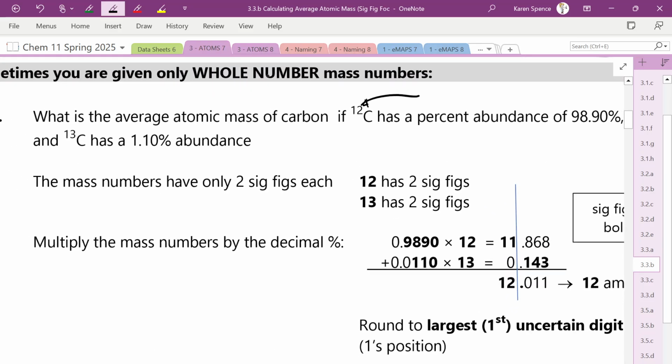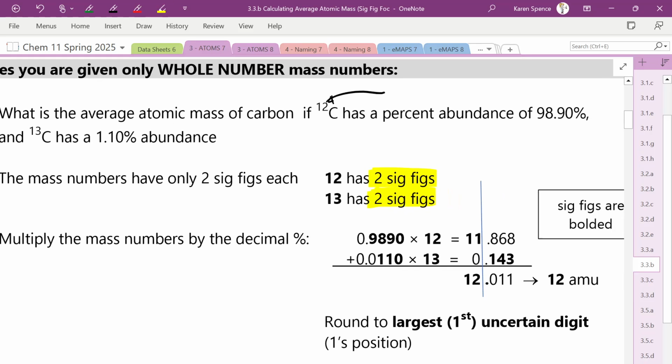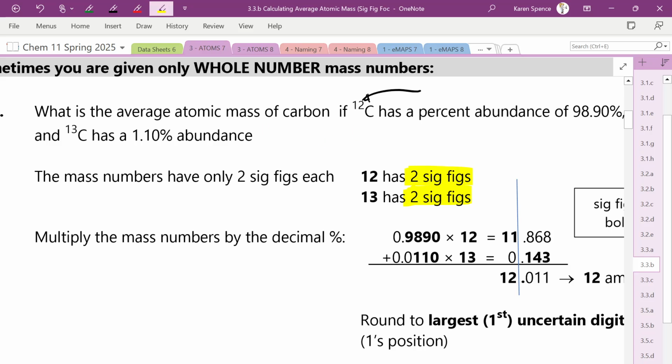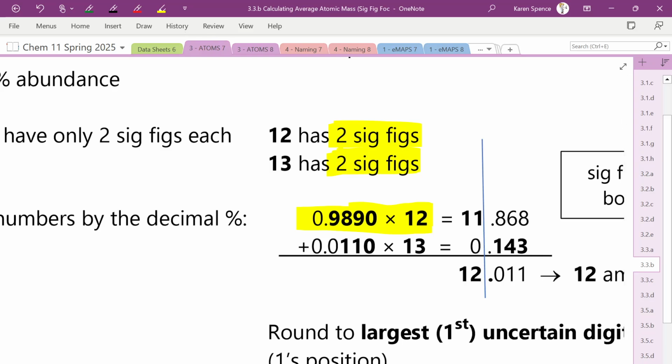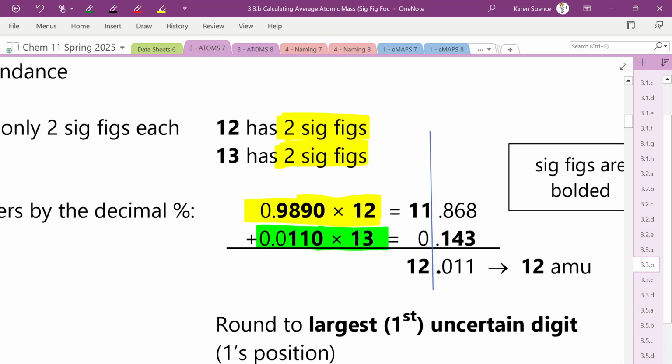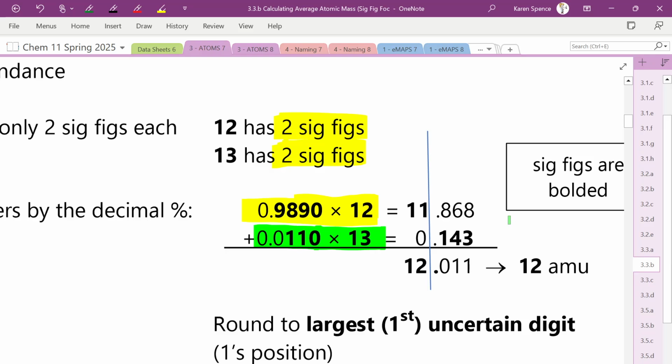Well, 12 has 2 sig figs, 13 has 2 sig figs. So if we multiply, and the 12 has a percent abundance of 98.90, the 13 has an abundance of 1.10. So when we multiply these, we get 11.868. And we get 0.143.